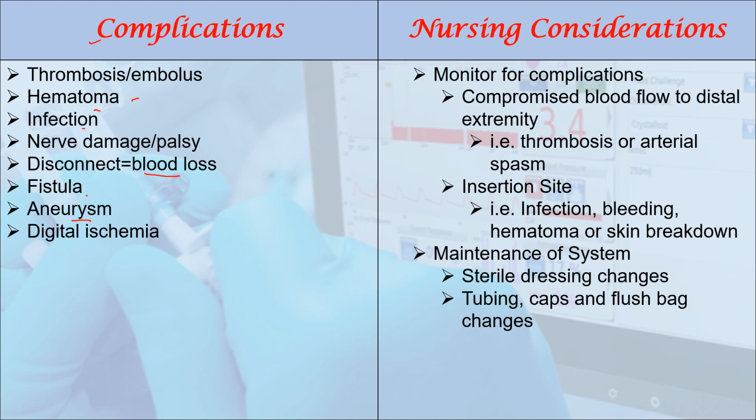Then nursing consideration, what is the role of nurse? Monitor for complications. We have already seen the complications and we are supposed to monitor. Close monitoring should be done for patients on intra-arterial line, any kind of invasive lines. Then compromised blood flow to distal extremity, that is, we are supposed to check the distal pulse. Only then can we make sure whether there is any damage to the arterial line or any compromised blood flow, that is thrombosis or arterial spasm. Then the insertion site should be checked for infection, bleeding, hematoma or skin breakdown. Then maintenance of system: sterile dressing changes, tubing, caps and flush bag changes.